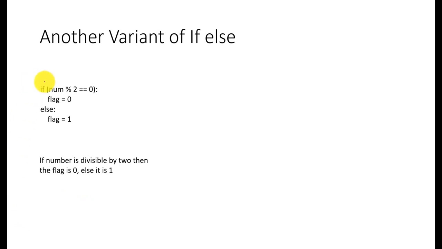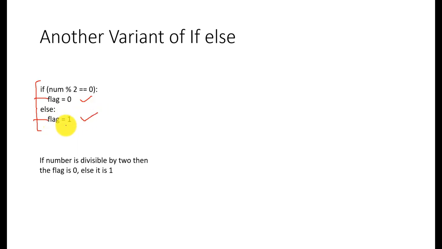Now let's discuss another variant of if else. So you have already learned that we have if and then some condition. If this condition is true, then this statement is executed. If this condition is false, then this statement is executed. What this program is doing: if the given number is divisible by 2, that means if the number is even, then it is setting the flag to 0.